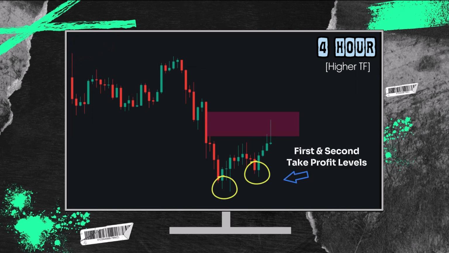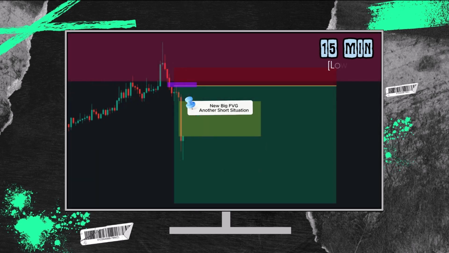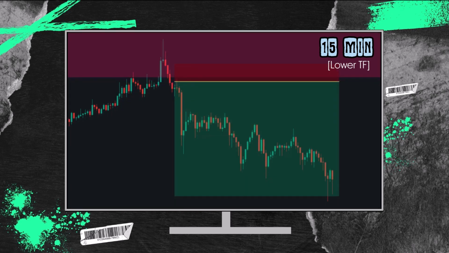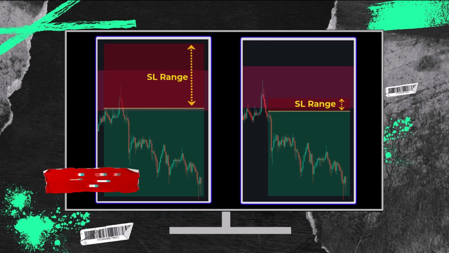of successful trades. Remember, practice is key, so experiment with different time frames and strategies until you find what works best for your trading style. Here you can compare the risk of taking the same position on both 4-hour and 15-minute time frame.